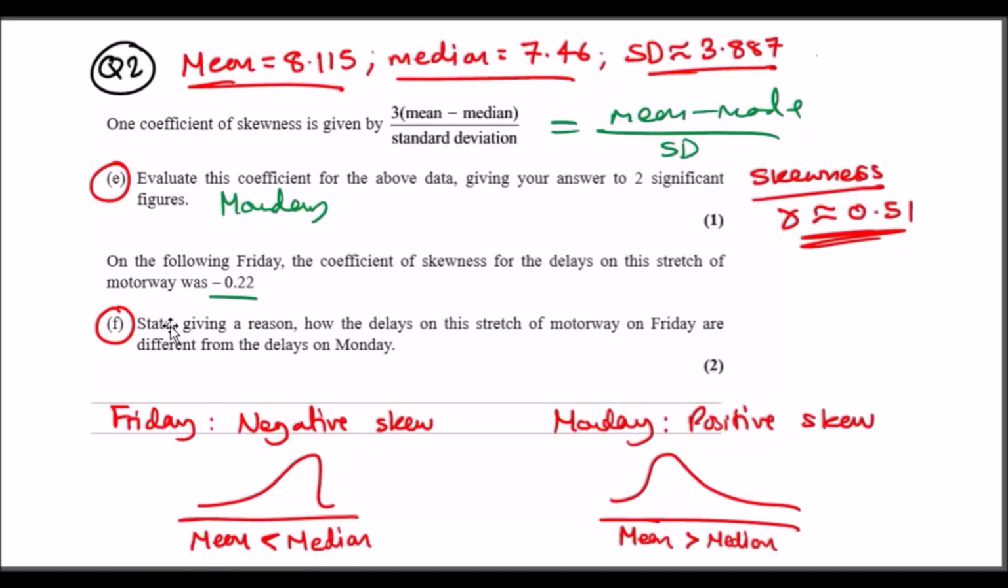Now F, state, giving a reason, how the delays on the stretch of motorway on Friday are different. So one thing we can do is firstly try and draw a sketch. We can say that due to the difference of the mean, if the mean is less than the median, this gives us a negative skew, hence the answer. So the bulk of information is on the right hand side with a long left tail. Whereas for Monday it's a positive skew, so we have a long right tail with the bulk of the data on the left hand side.